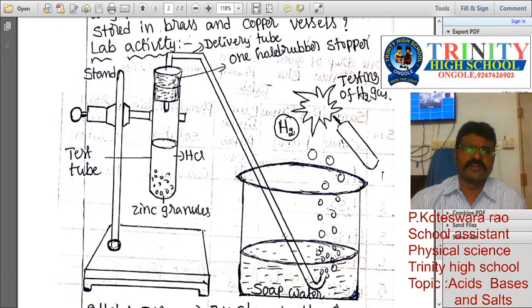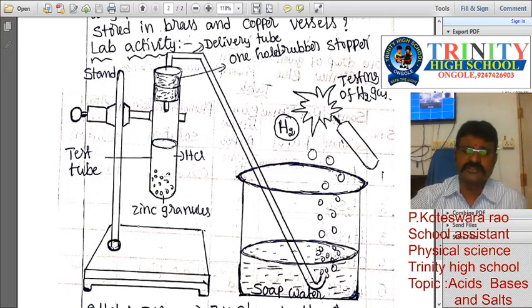Then we pass one delivery tube. Then we can easily understand that a colorless gas is the same. After the chemical reaction takes place, a colorless gas is evolved. Now we want to test the gas with the help of a burning candle or burning matchstick. Then it is also put off with a pop sound. Then what do we decide here? That is nothing but hydrogen gas.